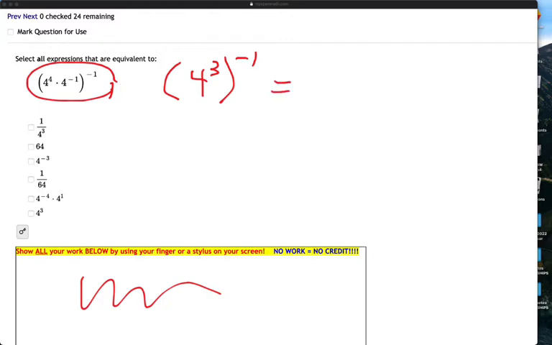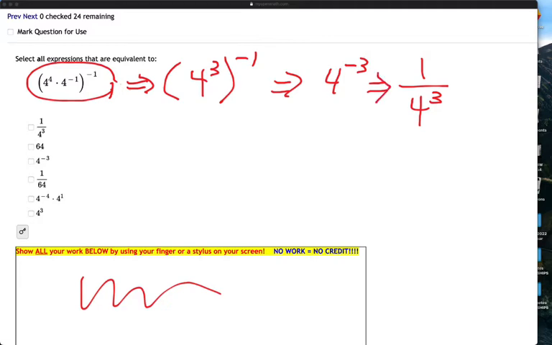Now we're going to deal with the power to a power. And when we have a power to a power like this expression that we have left, we multiply exponents. Well, 3 times negative 1 is negative 3. And then, of course, typically we don't leave expressions with a negative exponent. So when we talked about the negative exponent rules, we learned that we could write it like that. And 4 to the negative 3 is equivalent to 1 over 4 to the 3rd.